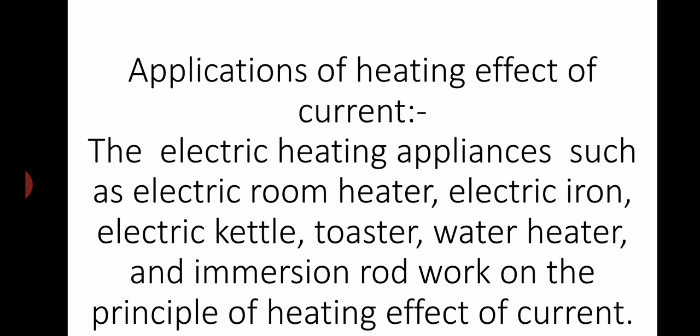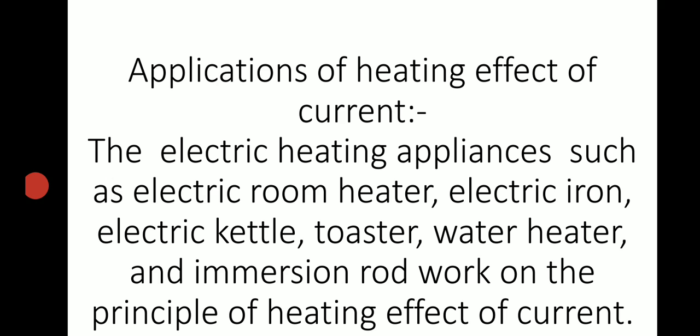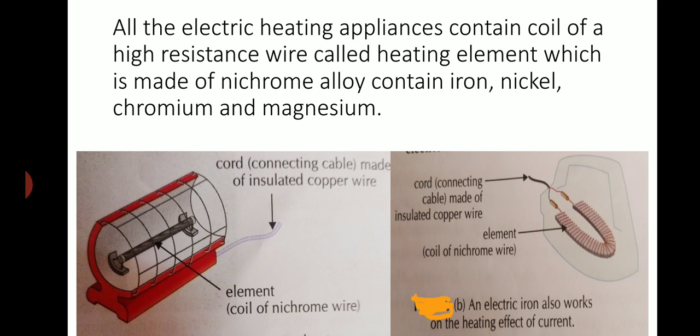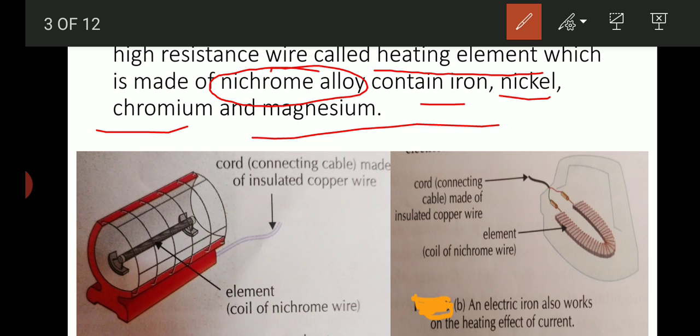Now we will discuss the applications of the heating effect of current. Some applications of the heating effect of electric current are electric room heaters, electric iron, electric kettle, toaster, water heater and immersion rod. They work on the principle of the heating effect of electric current. All the electric heating appliances contain a coil of high resistance wire. This coil is called the heating element, which is made of nichrome. Nichrome is an alloy made of iron, nickel, chromium and manganese.